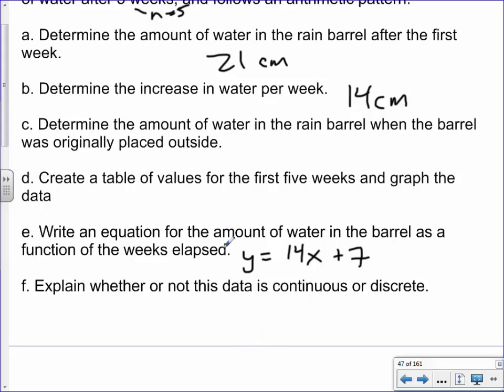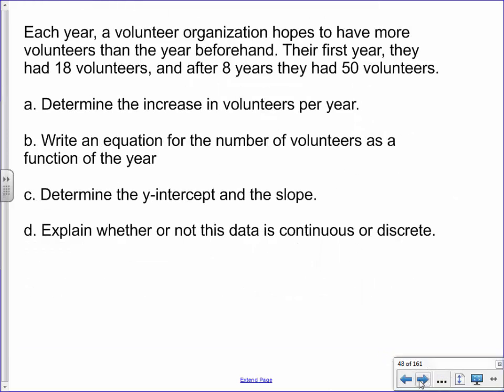Can I skip the graph? You guys can probably handle the graph. Okay, and then it's probably again continuous because you can have partial amounts of water. It doesn't have to be exactly on the day or something. So, right, let me do one more and then we can call it a day.